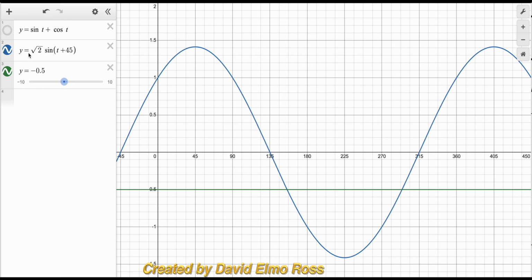Now, one other thing we can do is say square root of 2 sine(t plus 45 degrees) equals negative 0.5. What are the points of intersection? Just by clicking on here, you can find that this one here is 155.7. This one here is 294.3. But how do we work that out ourselves? Let's take a look at how we would go about doing that with what we know.